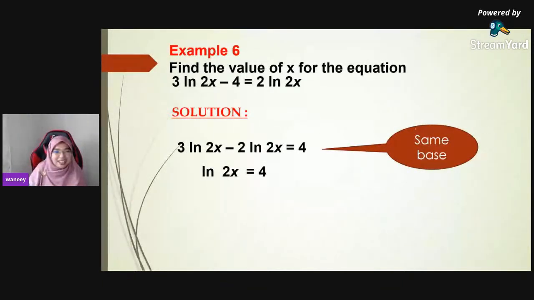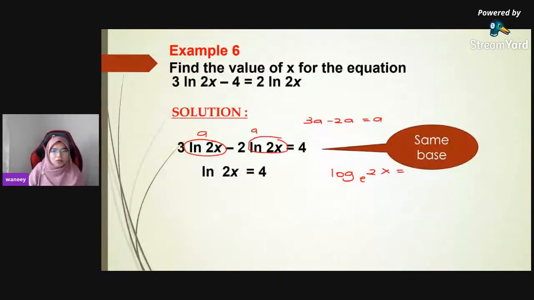Because if let's say I let this one as a, right? So this is a, this is a. So what do we have is something like 3a minus 2a. So it will simply become a. So that is why we only have ln 2x equal to 4. So now change the ln. Ln is actually log to the base of e. So this is log to the base of e to x equal to 4. So if we change the log to index, this actually means 2x must be e to the power of 4.